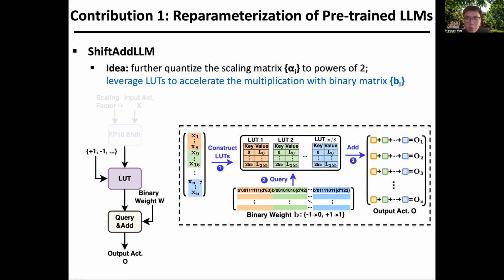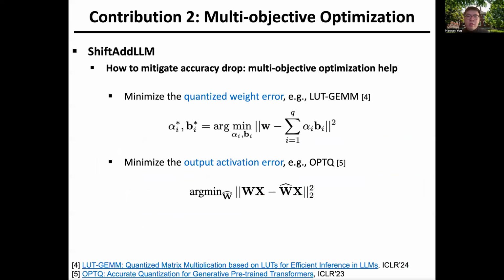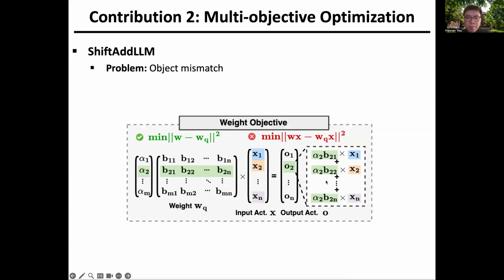Such lookup tables are well supported by existing GPU kernels, so we can achieve real speedups on GPUs. However, directly reparameterizing the large language model leads to degraded accuracy. So our second contribution aims to boost the accuracy after adopting multi-objective optimization. Previous work either minimizes quantized weight error or output activation error, like LUT-GEMM and OPTQ. But they actually conflict with each other.